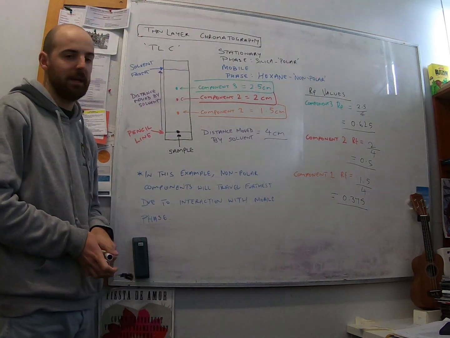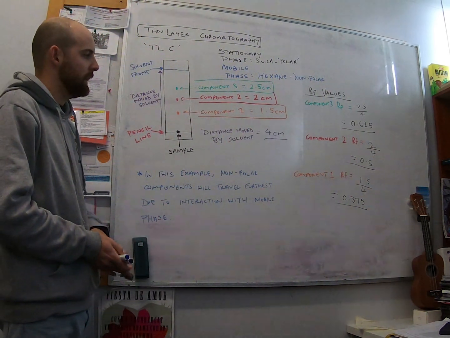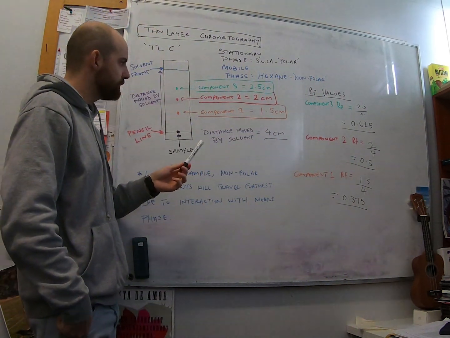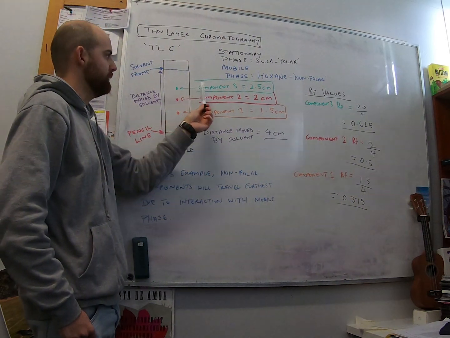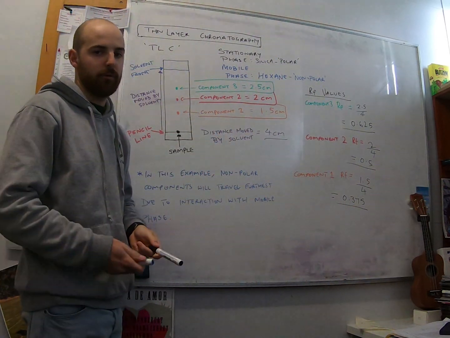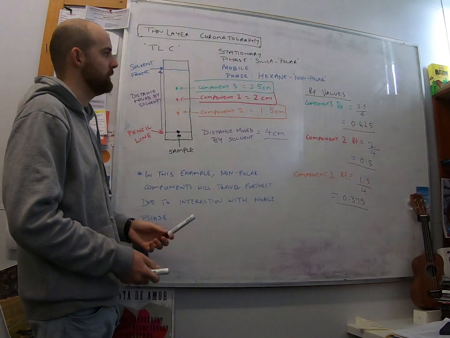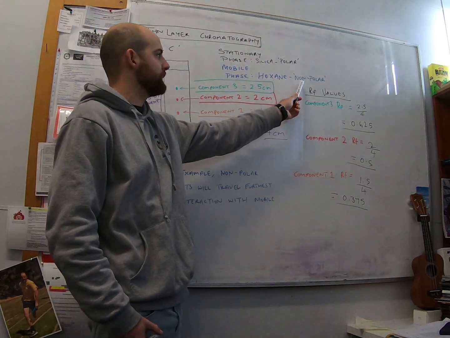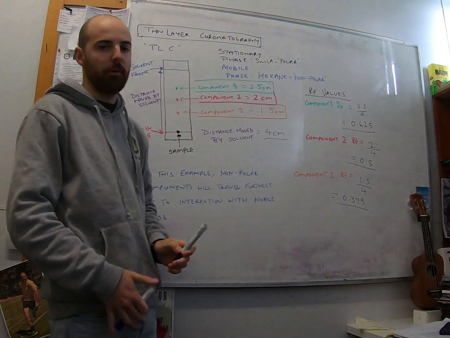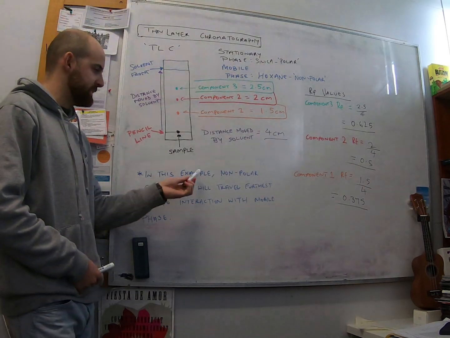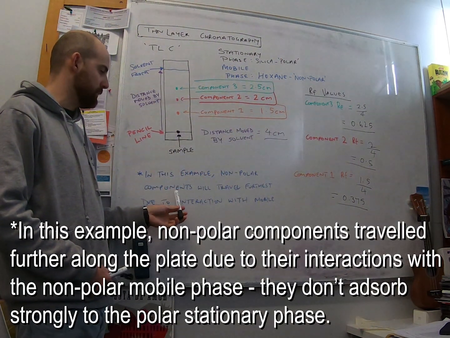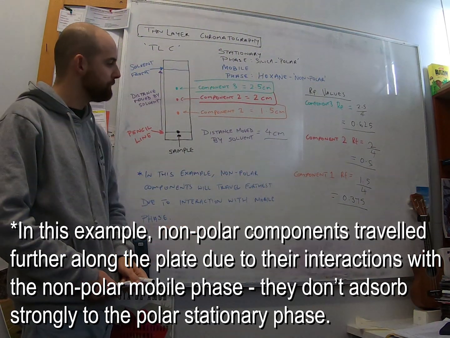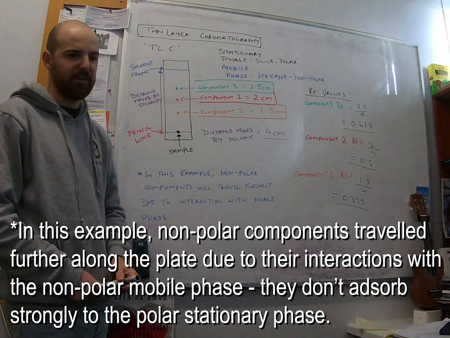Okay, now from this information, because we've got a non-polar mobile phase, the component that travelled the furthest, component 3, is therefore the least polar component, okay, because it travelled the furthest along the plate, meaning it had the strongest interaction with our non-polar mobile phase. So in this example, non-polar components will travel the furthest due to their level of interaction with the mobile phase. That's basically how thin layer chromatography works.